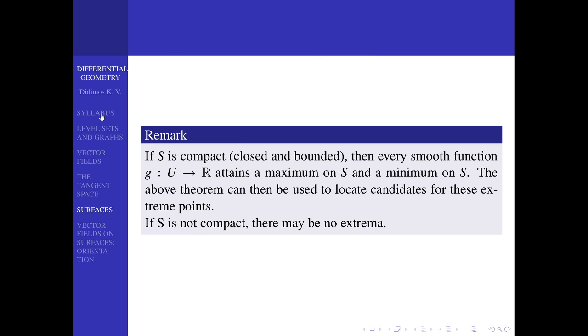If S is compact, we know that every smooth function defined on a compact set attains its extreme values. So if S is compact, then G from U to R attains maximum and minimum on S. The theorem above can be used to evaluate such points with the condition del Gp is equal to lambda del Fp. If S is not compact, there may be no extrema.